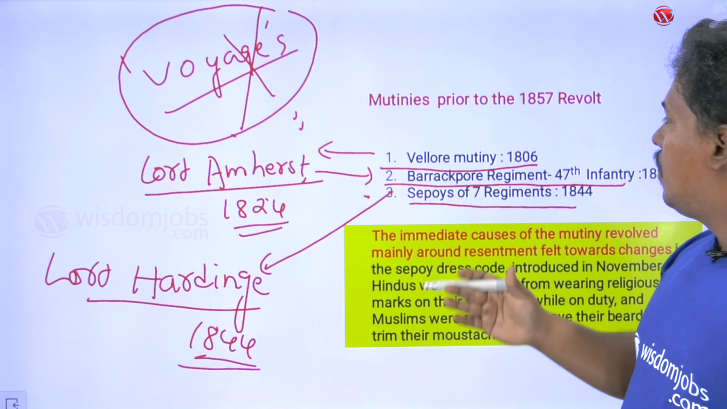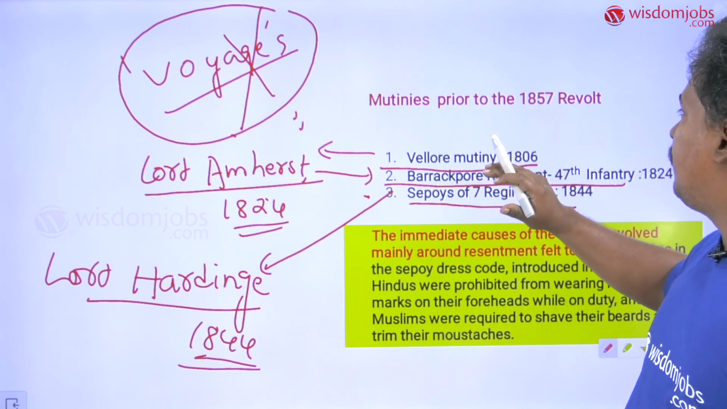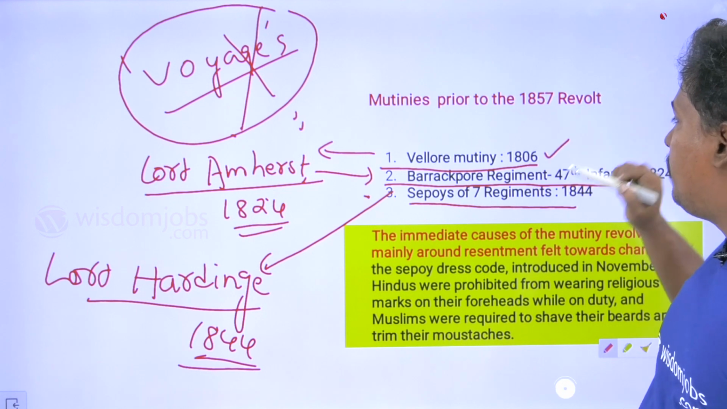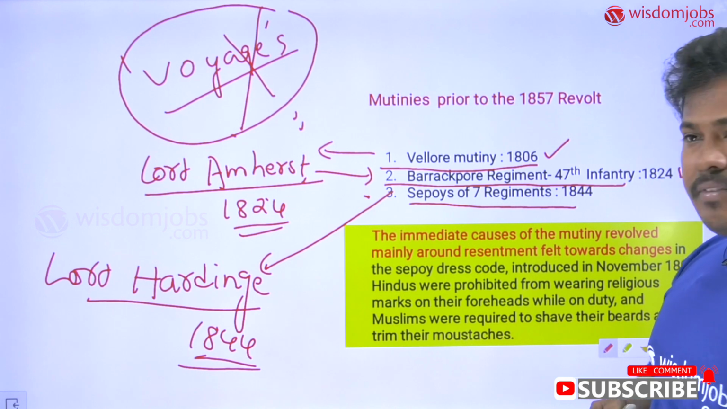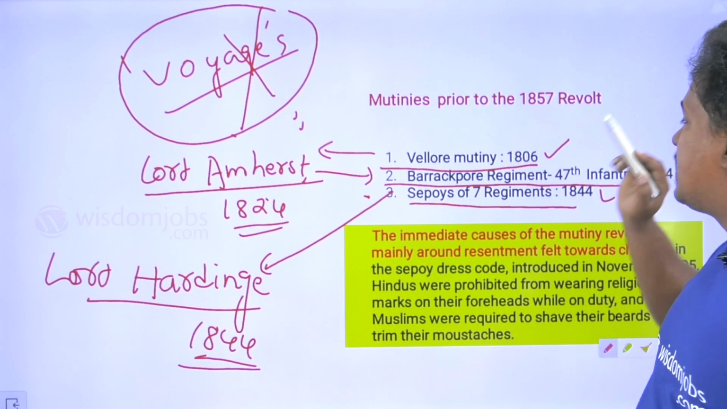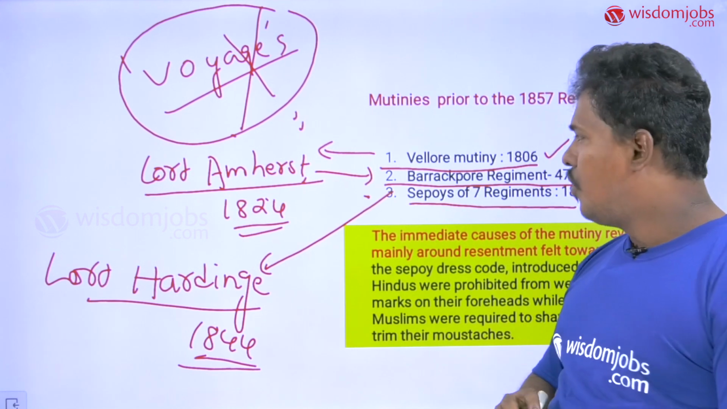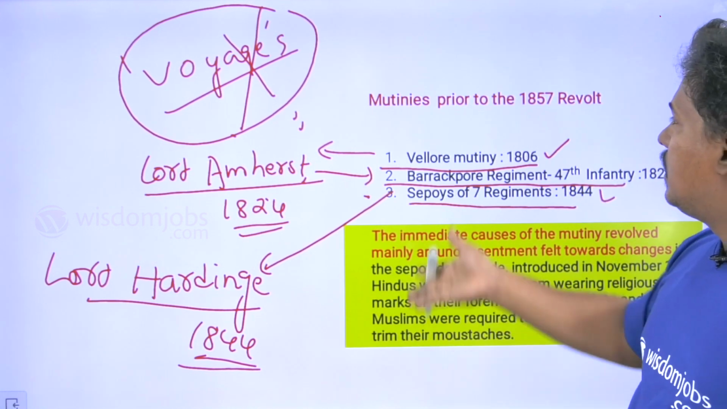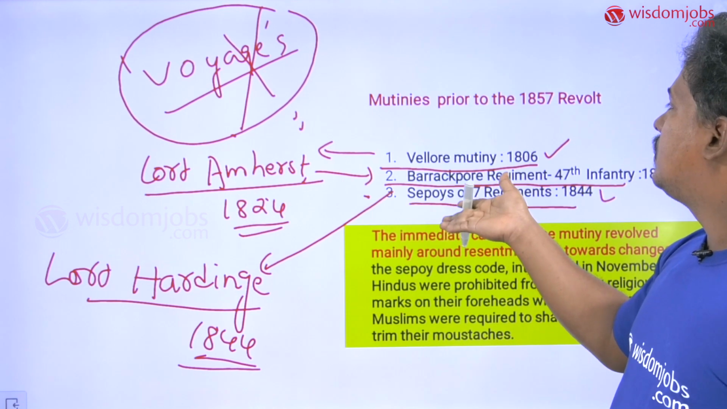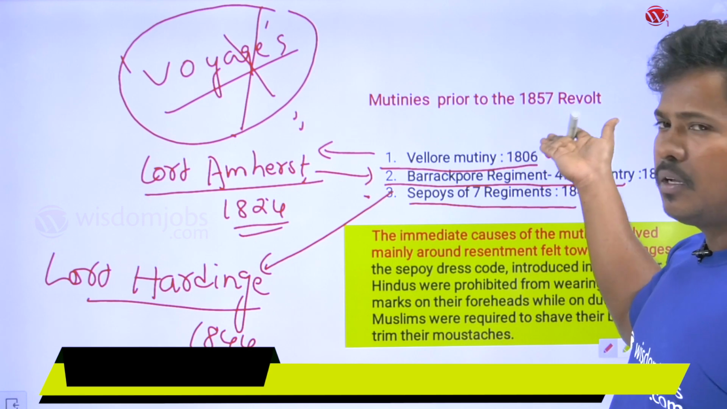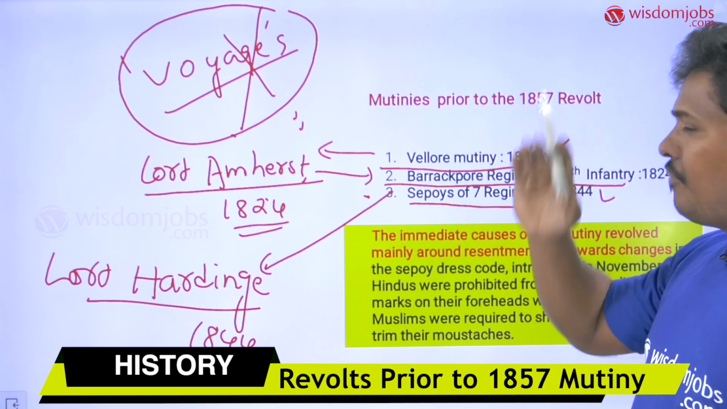So kindly focus on the key points here. Mutinies prior to the 1857 revolt: one was the Vellore mutiny 1806, number 2 was the Barakpur Regiment 47th Infantry, and the third one was the Sipais of 7 regiments across the Indian subcontinent in the year 1844. These were the various mutinies that occurred in different places of the Indian subcontinent before the 1857 revolt.